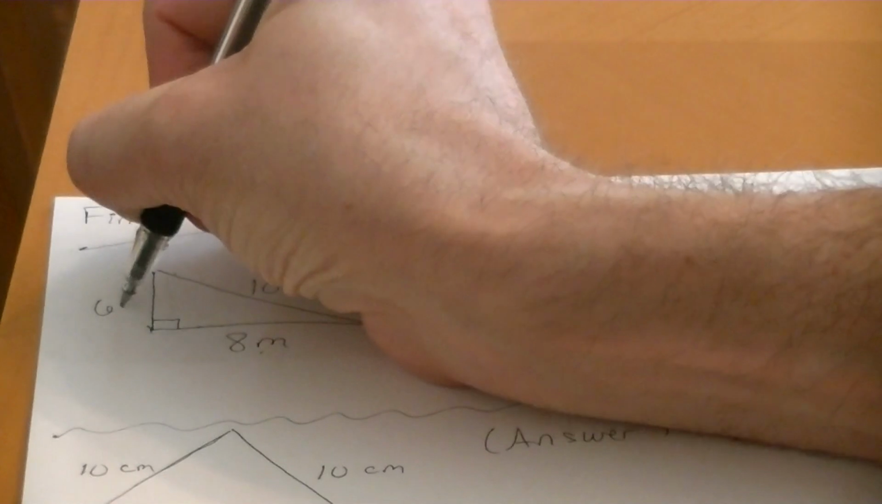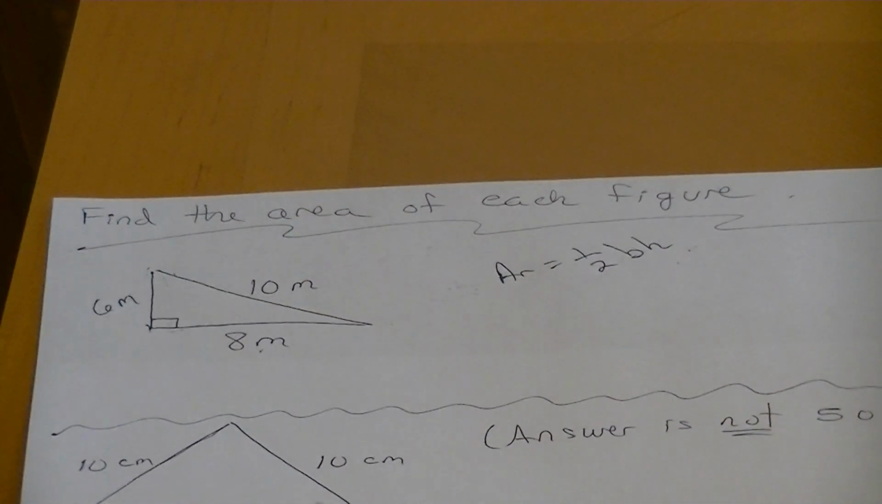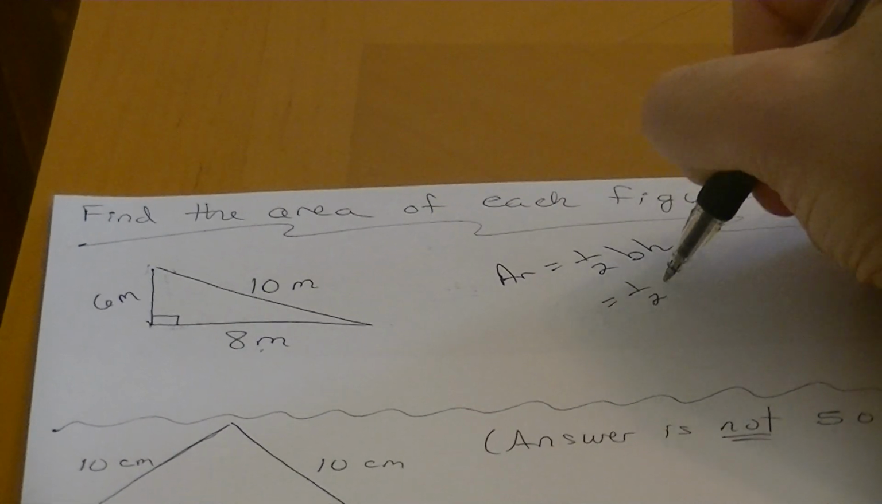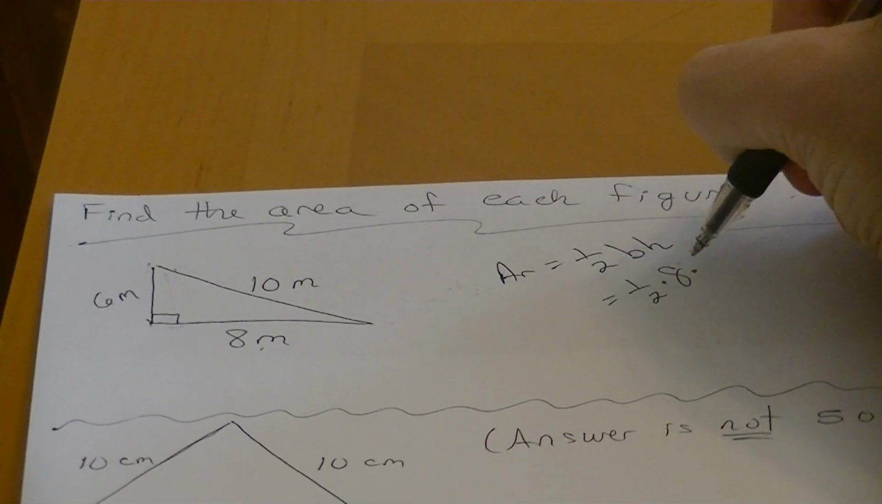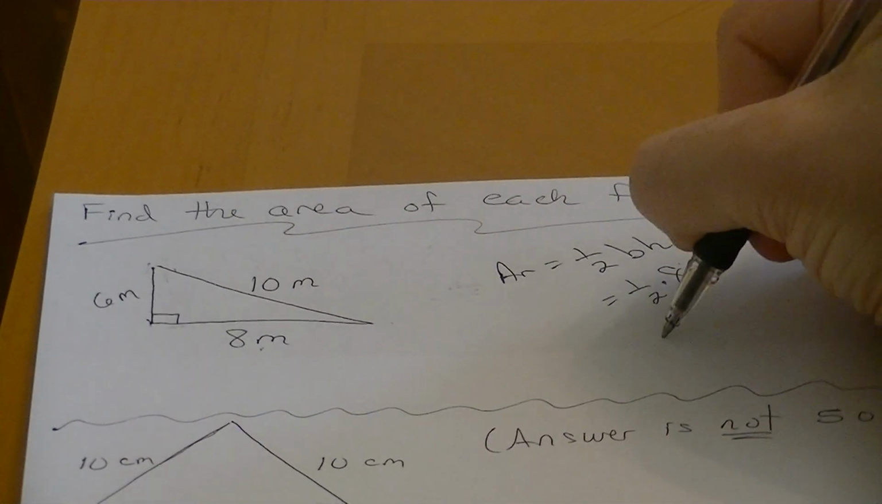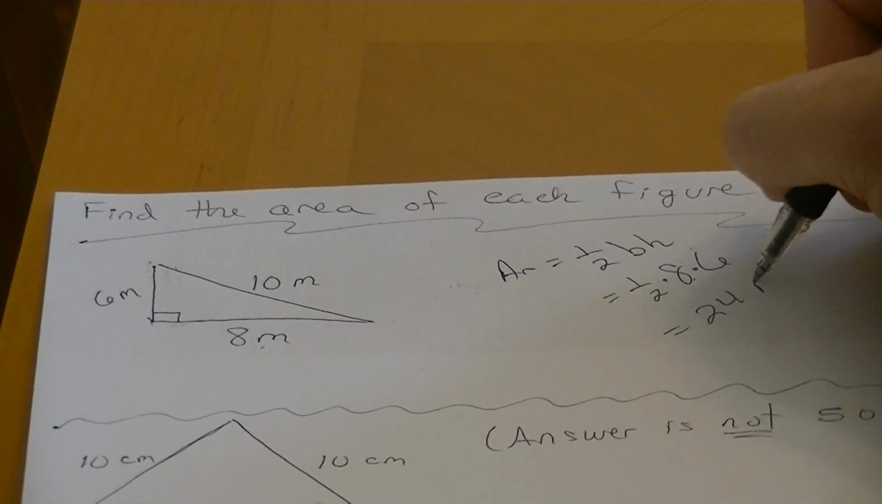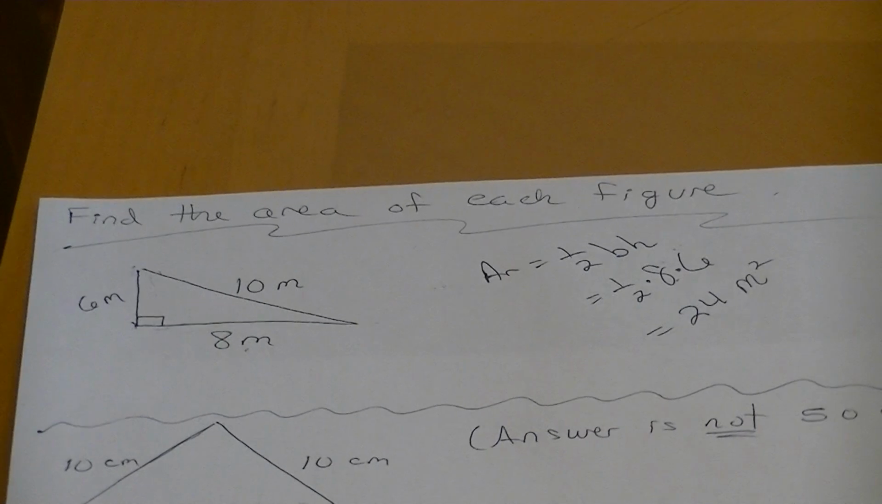It is, of course, a Pythagorean triple, just a multiple of the 3, 4, 5. So it's going to be 1/2 of base 8 times height 6. 1/2 times 8 is 4. 4 times 6 is 24. 24 meters squared. There it is. Second one.